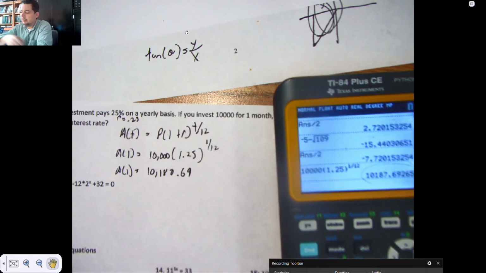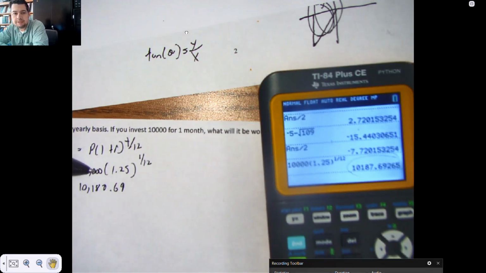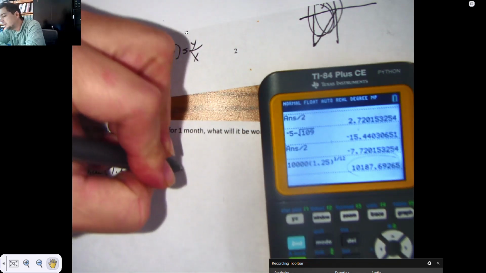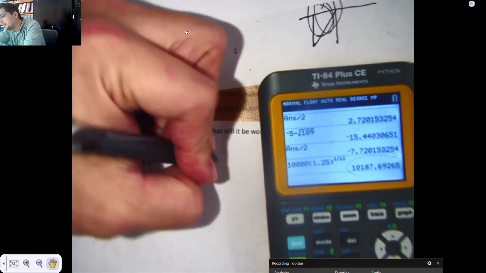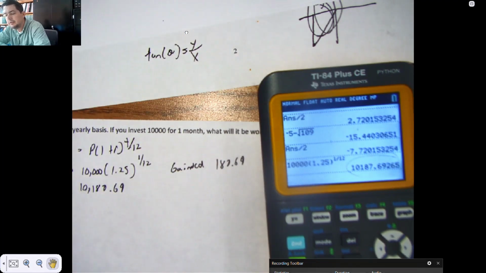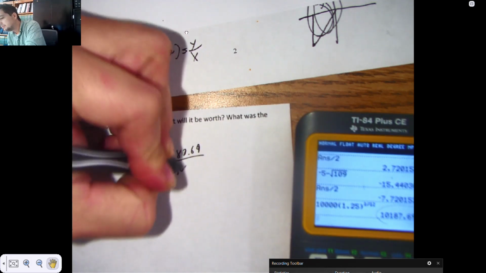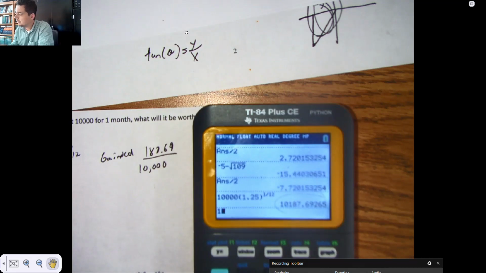So we're going to figure out how much money we gained, which is easy. This take away 10,000. So we gained in 1 month $187.69, and I want to know the effective monthly interest rate. Well, I'm just going to divide it by what I started with, 10,000. That'll give me my effective interest rate. So you take your 187.69265.